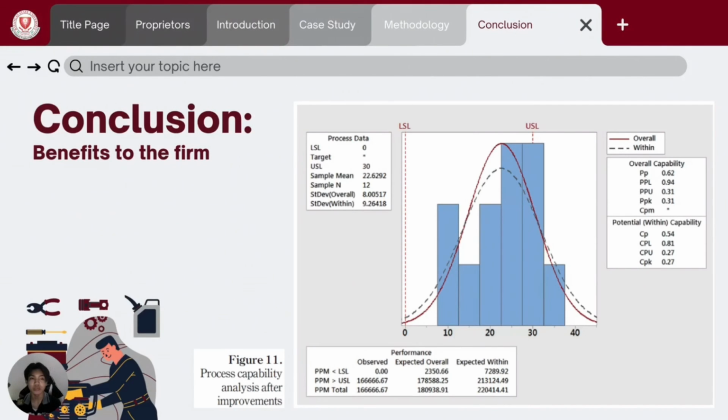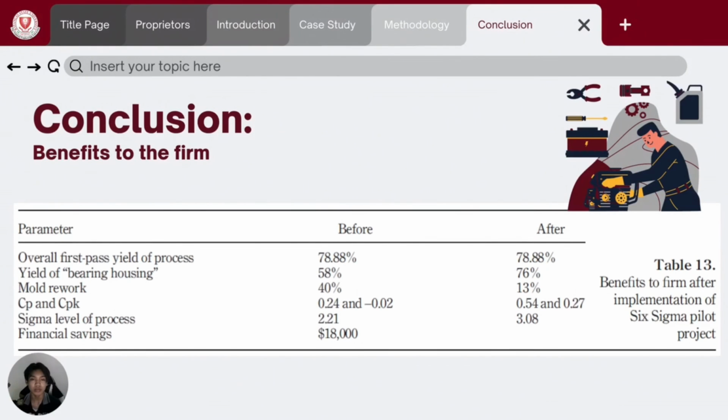And then for the conclusion, we have the benefits to the firm, process capability analysis after improvements. As you can see, the overall improvements significantly increased. And then we have the benefits of the Six Sigma pilot project and its implementation. As you can see, the yield of the bearing housing was 58% before, and then it became 76%.